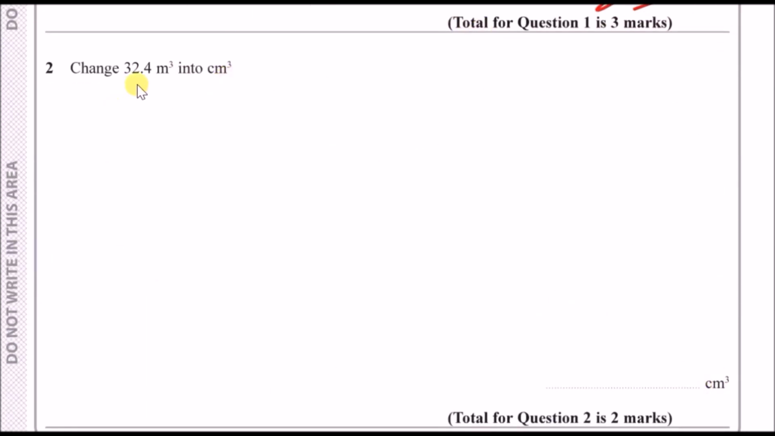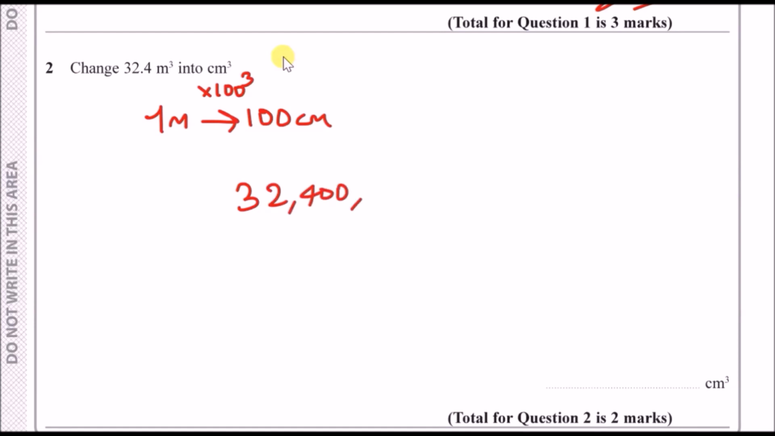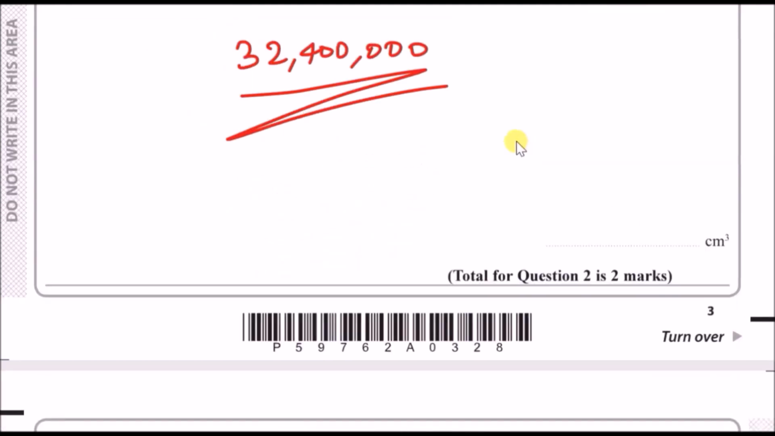It says change 32.4 meters cubed into centimeters cubed. Okay, before we tackle this one, we just need to record the fact that for every 1 meter, we get 100 centimeters. So essentially, we need to multiply this value by 100 cubed because you're working in powers of 3. So that means 32.4 times 100 cubed will give us 32,400,000. And yep, all these zeros. And that's it, guys. That's your result in centimeters cubed.